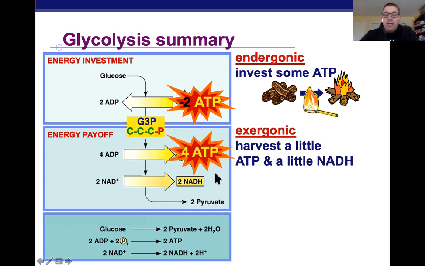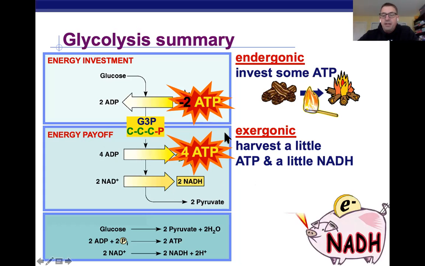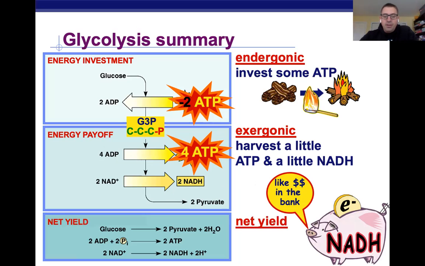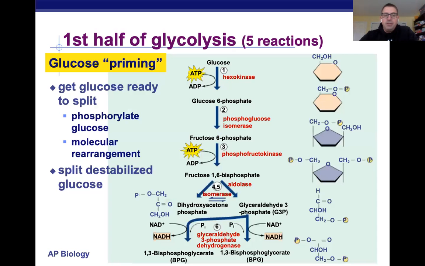So we have then the energy payoff phase, which is like the last 5 stages or 5 reactions of glycolysis, and those are exergonic. A little bit of ATP is produced and a little bit of NADH is produced. And remember that NADH has a bunch of electrons whose energy we can harvest later to help us make ATP. So we gain a net gain of 2 ATP and 2 NADH. Here are all the stages of glycolysis, and notice each stage is catalyzed by a different enzyme.